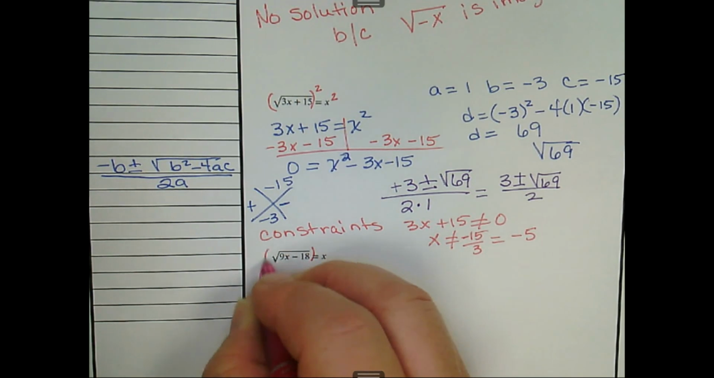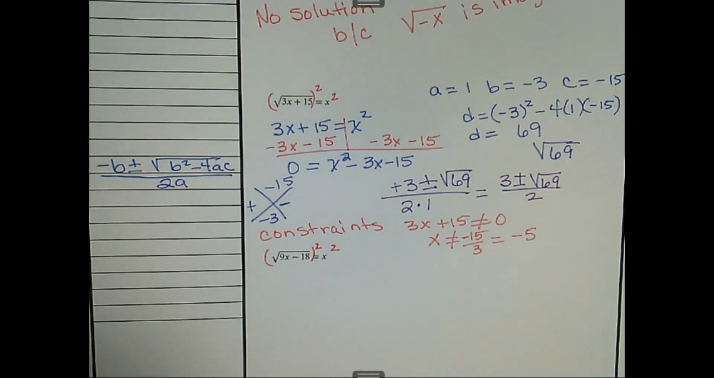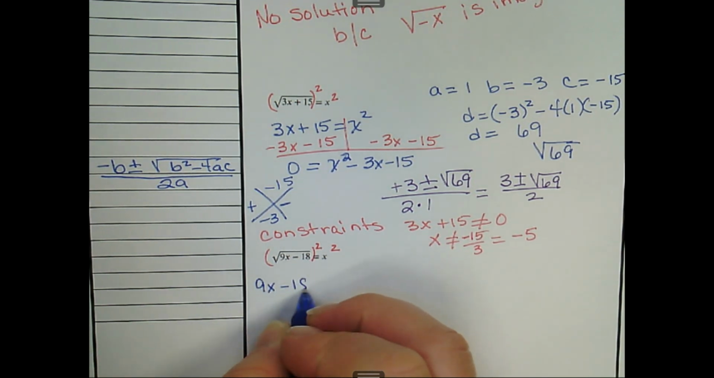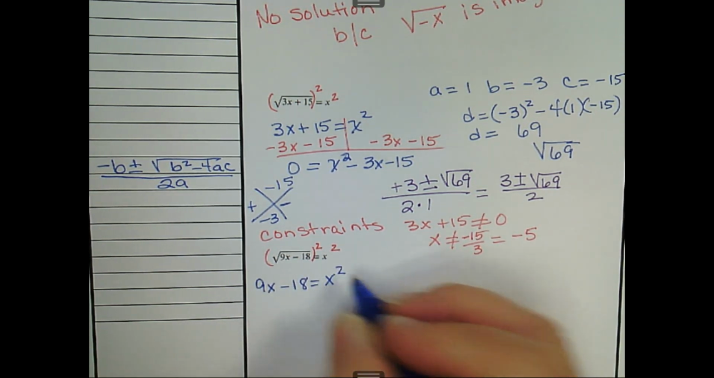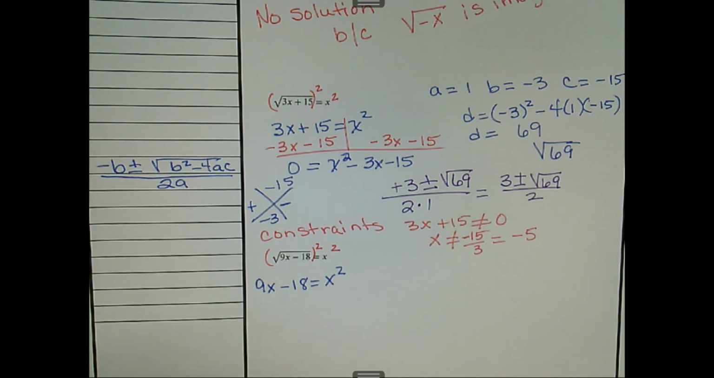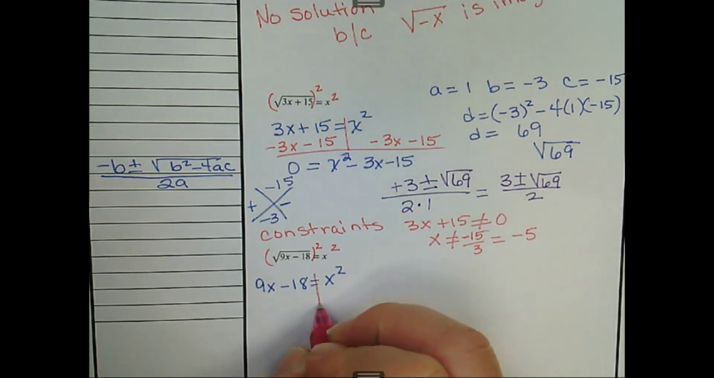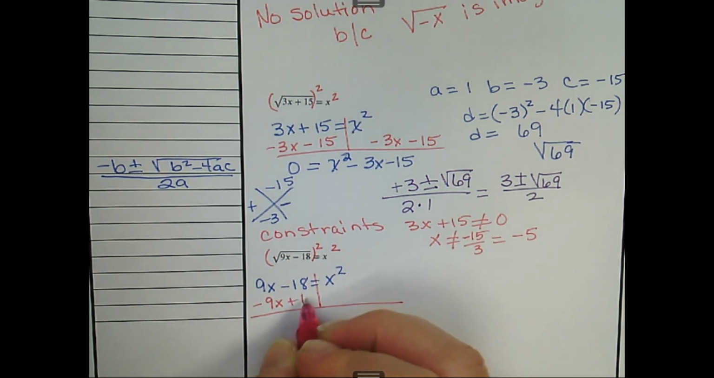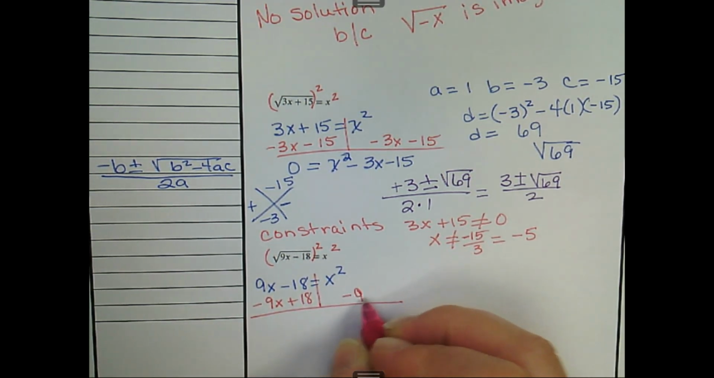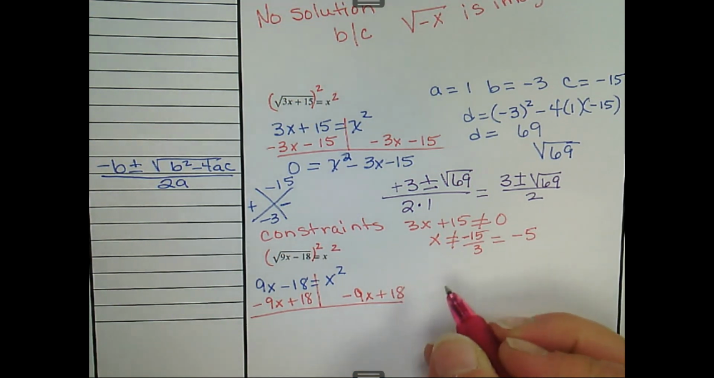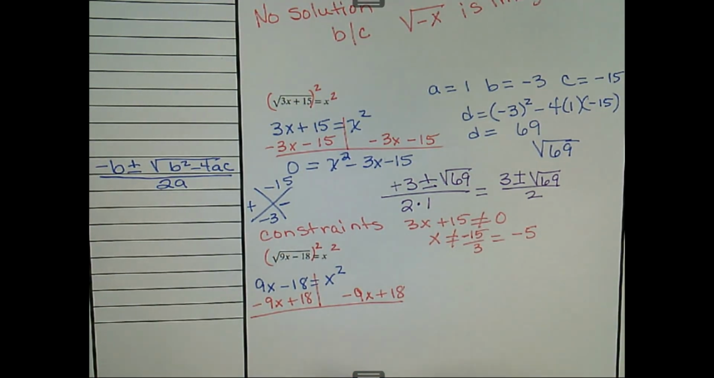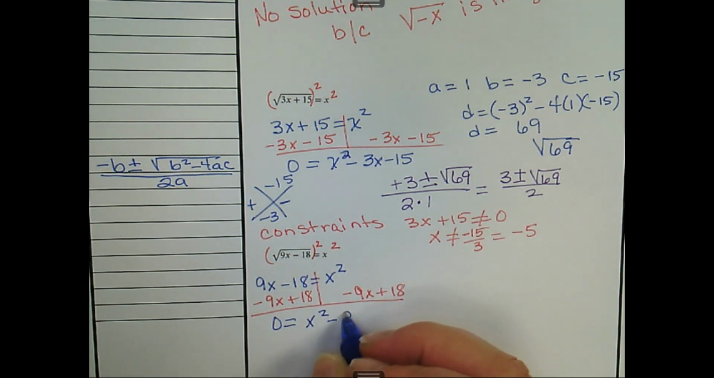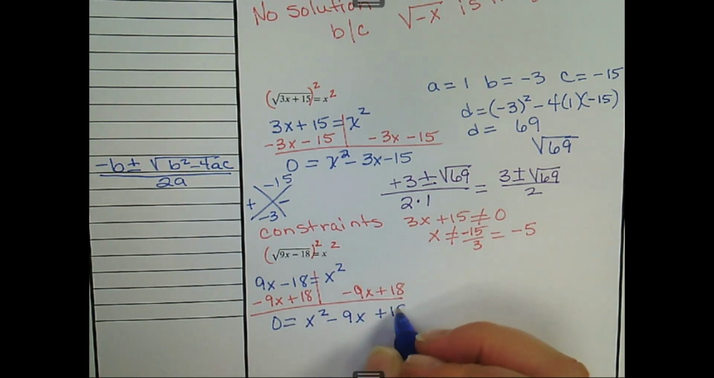Okay, square both sides. 9x minus 18 will equal x squared. Set it up equal to 0. Subtract 9x, add 18. 0 is equal to x squared minus 9x plus 18.